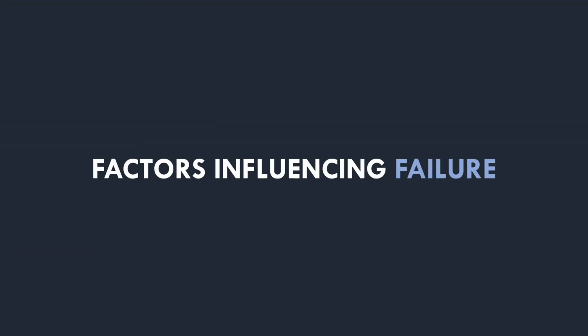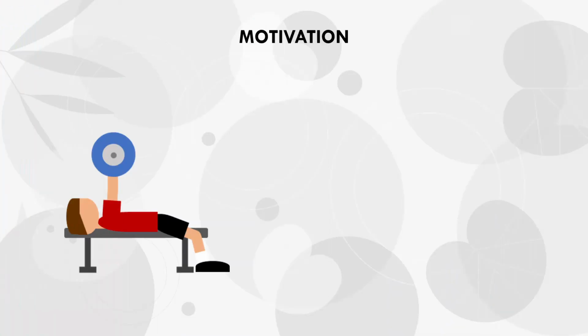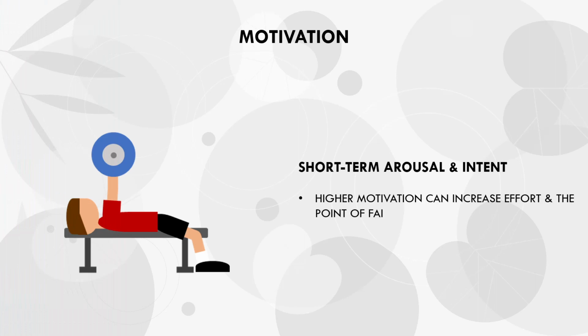However, failure will also be influenced by other variables too. Let's now cover what variables can influence the point of failure and how they relate to hypertrophy training. The first is motivation. This refers to short-term arousal and intent to lift. Simply put, if a trainee is more motivated to train, they are more likely to push harder before reaching failure, with whatever definition we use.